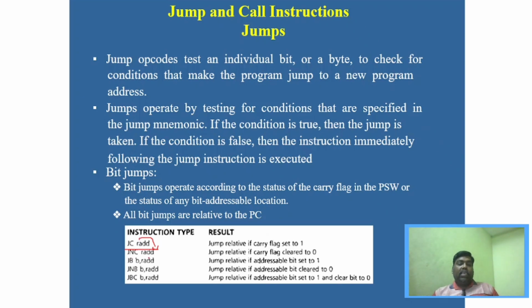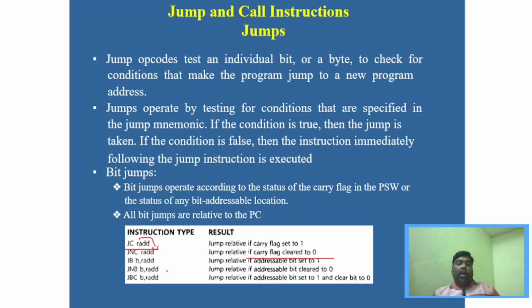What is JNC? It will jump to this relative address if carry flag is 0. JNC is nothing but jump, no carry. That is, if the carry flag is clear to 0, then it will jump. Similarly, JB, which means jump to this relative address if this bit is set, that is, if the bit is set to 1. Similarly, JNB is nothing but if the bit is not set, it will jump to this particular location.